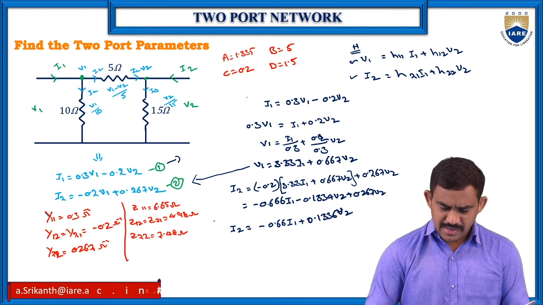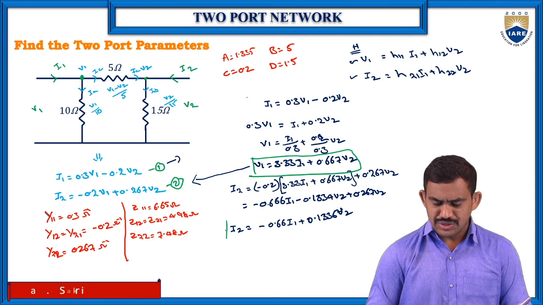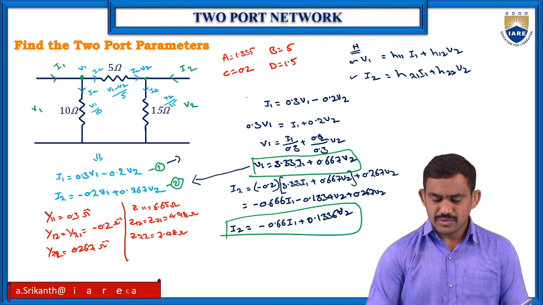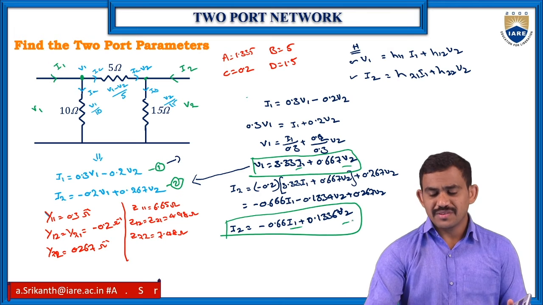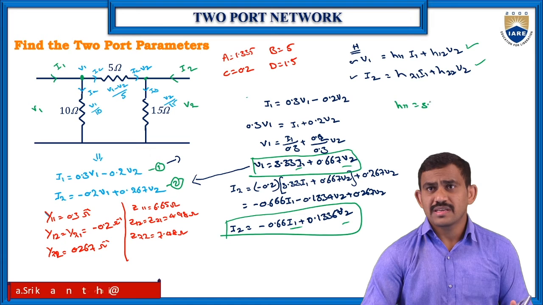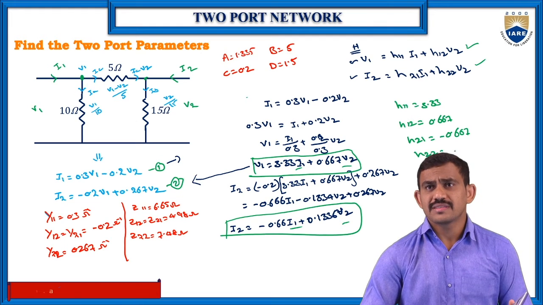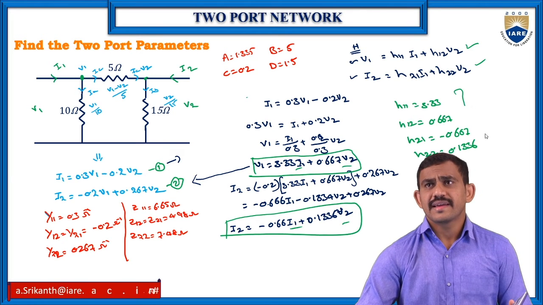Now compare both equations, we'll get the answer. Here we have V1, I2 in form of I1 and V2. Now compare with these two equations. The H11 value is 3.33, the H12 value is 0.667, the H21 value is minus 0.667, and the H22 value is 0.1336. So these are the H values.